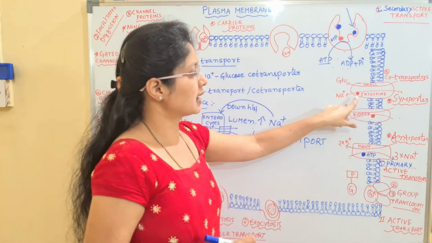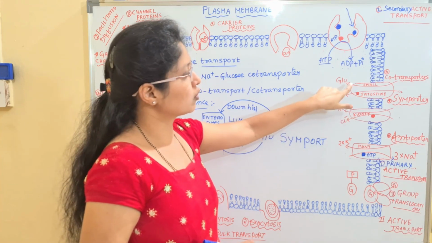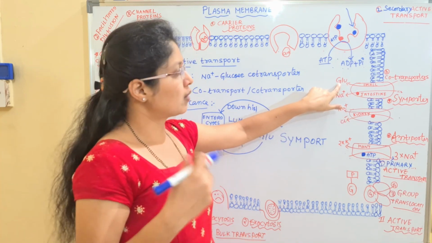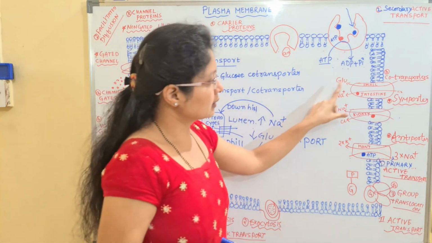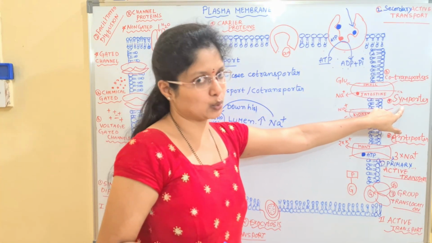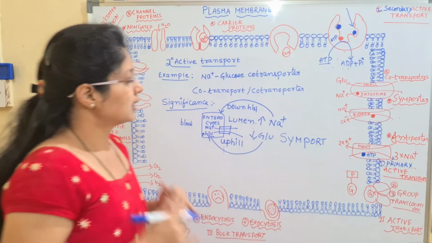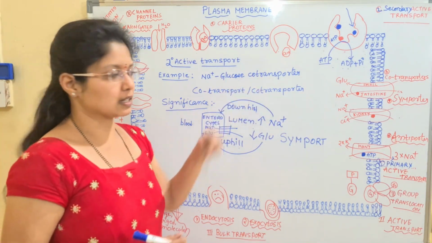In the small intestine, energy is required. Energy is provided by the sodium gradient for the movement of glucose. And why it is happening, what is the significance, that I have discussed here. And in this, I have written the co-transporter. It is known as the symporter. Okay, so next we'll be discussing the sodium glucose co-transporter.